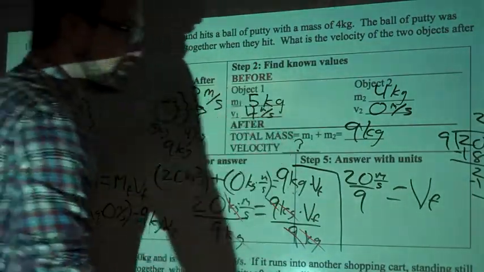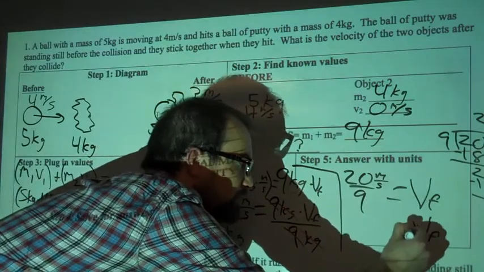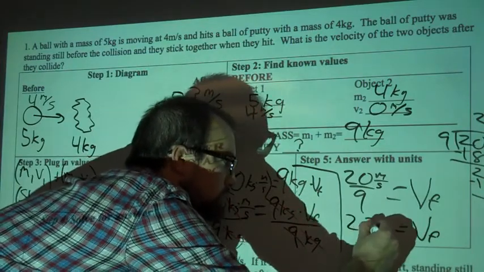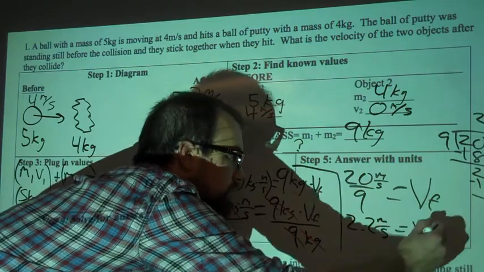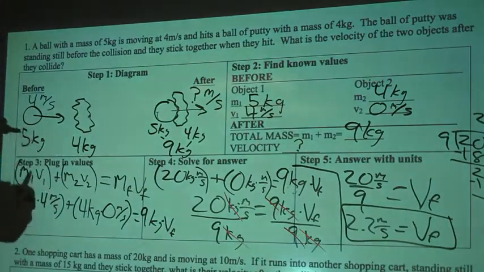So my final velocity, and I've even got my units right here. So VF equals 2.2 meters per second. I'm going to put a big box around that because there's a lot of numbers there. And I feel like that could be confusing.